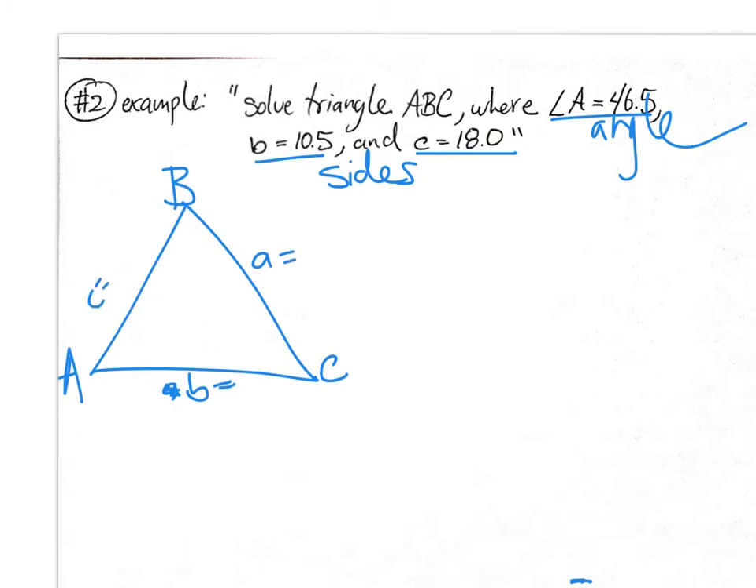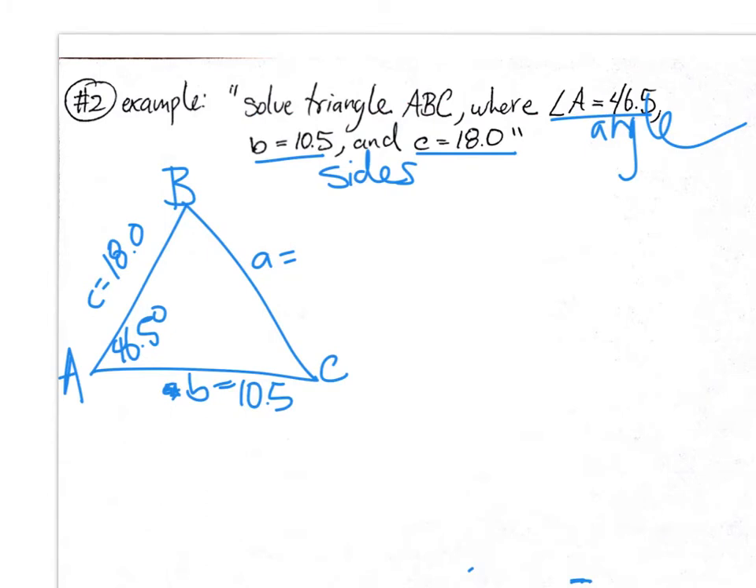And what information do we know? We know that c is 18.0, and angle A is 46.5 degrees. That's cool. And b is 10.5. Okay. So we're going to be trying to figure out angle C and angle B and little side a.